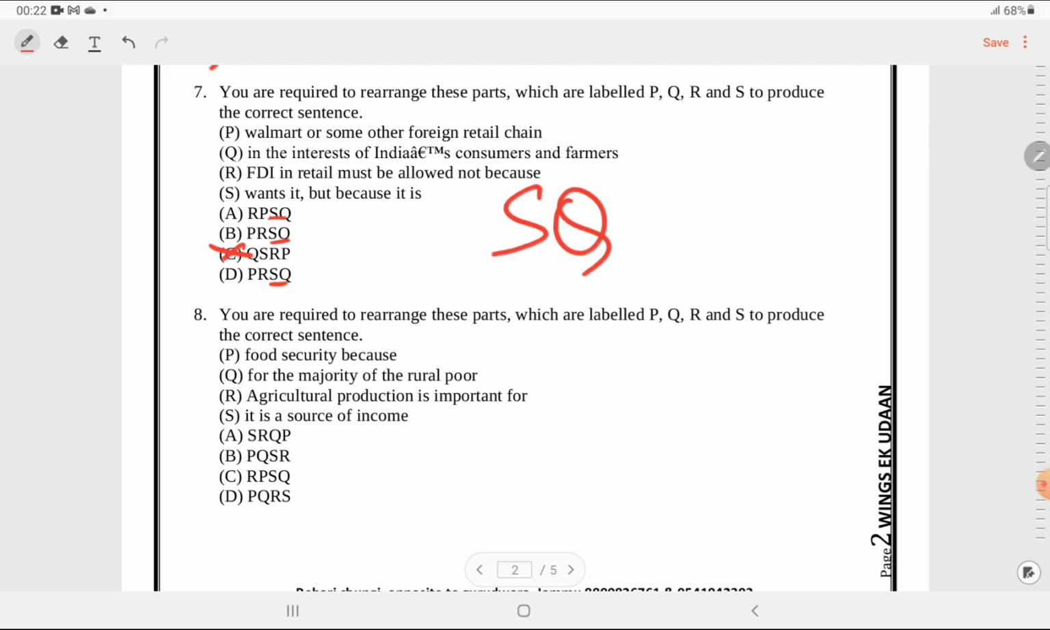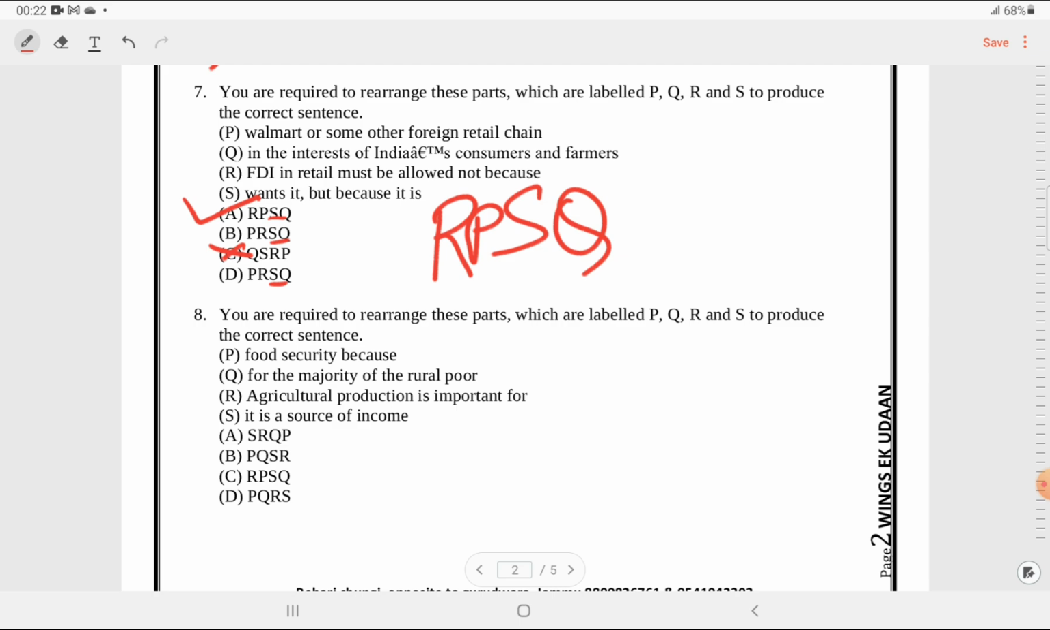So I have to look for the other one. Now what should be the starting sentence? Start किससे होना चाहिए? It should be with FDI definitely. So FDI को मैं डालती हूँ यहाँ पे R. Now FDI in retail must be allowed not because Walmart or some other foreign retail chain wants it. Yes, so RPSQ is the correct sequence. I'll go for 7A. It is 7th A.